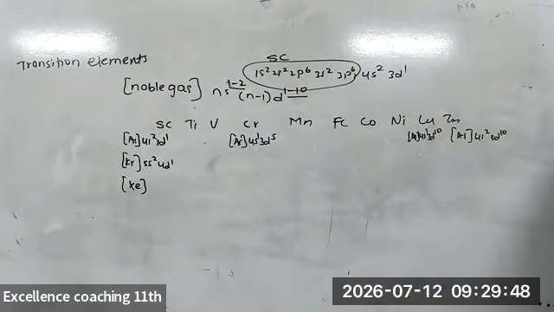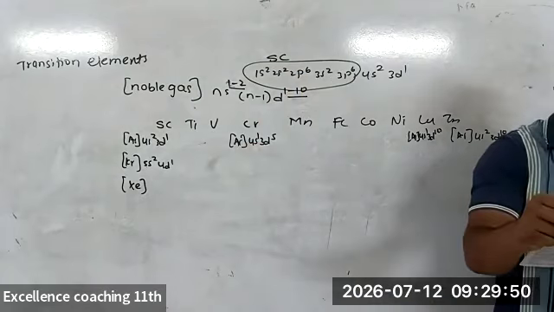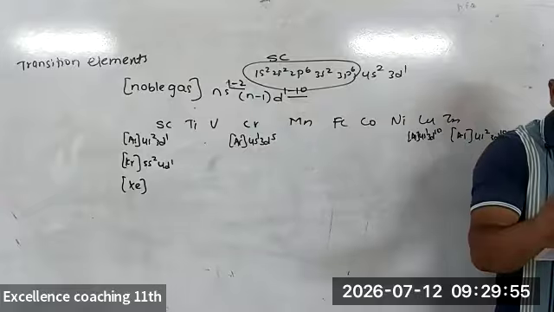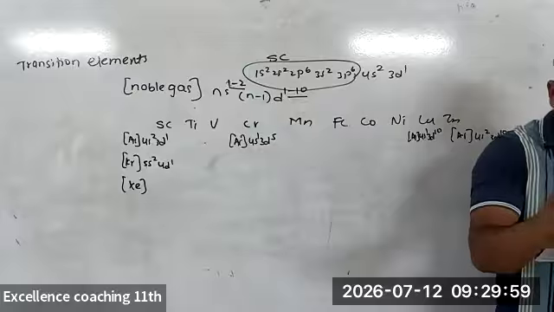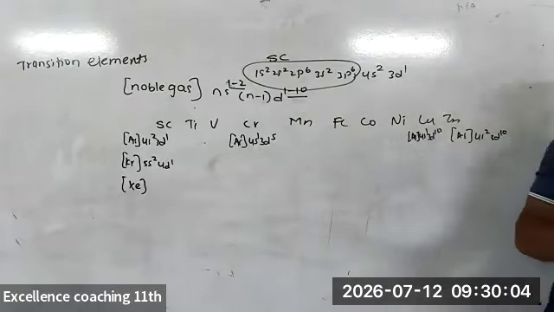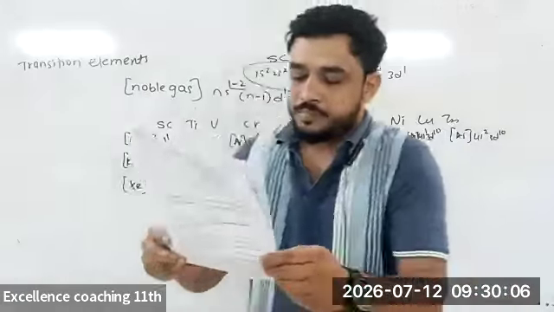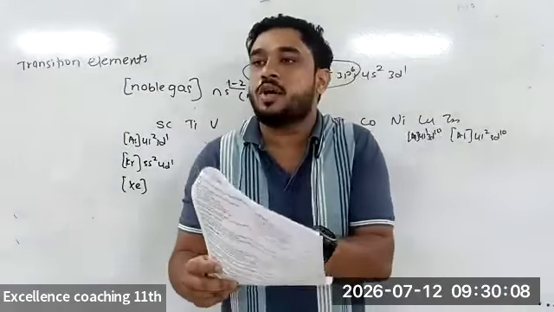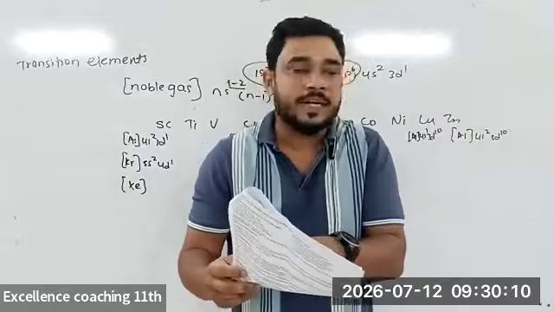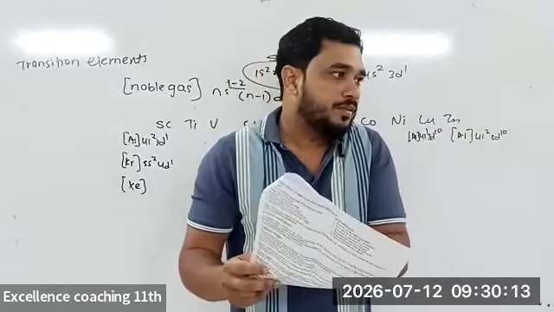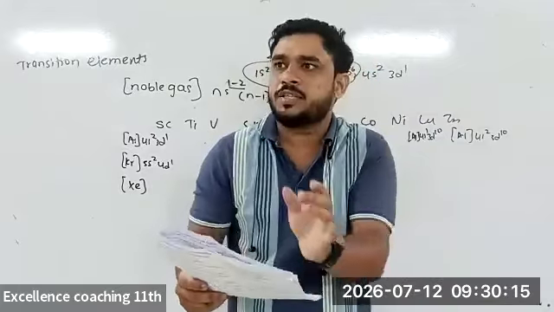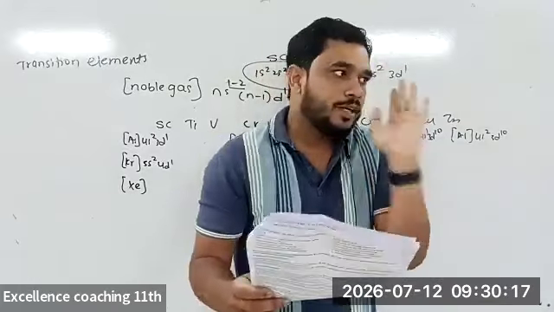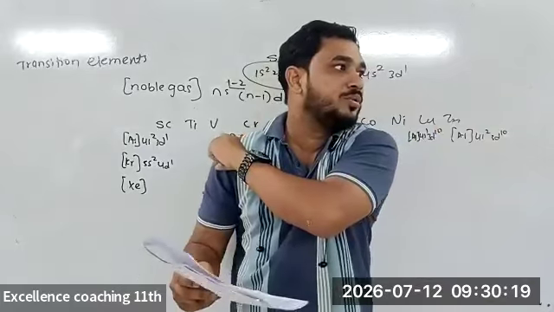Open page number 2. See, can you see that for d block elements the general electronic configuration, the noble gas is not written. But actually it should be written. If you are not writing the noble gas, the teacher can give you marks, but actually it should be there, yes or no?